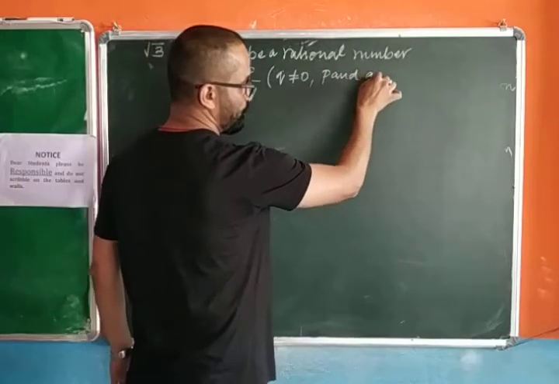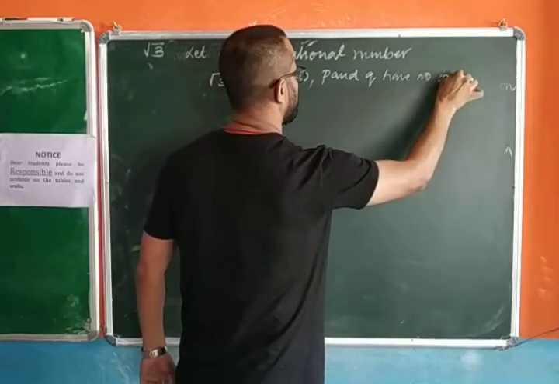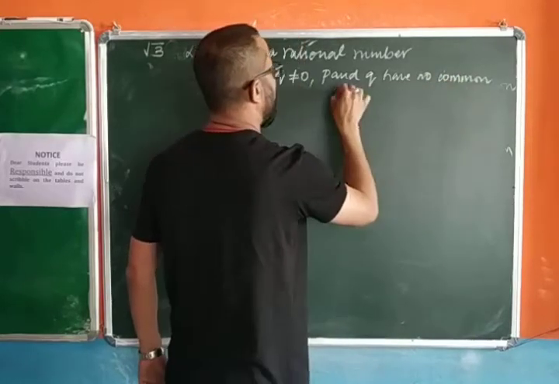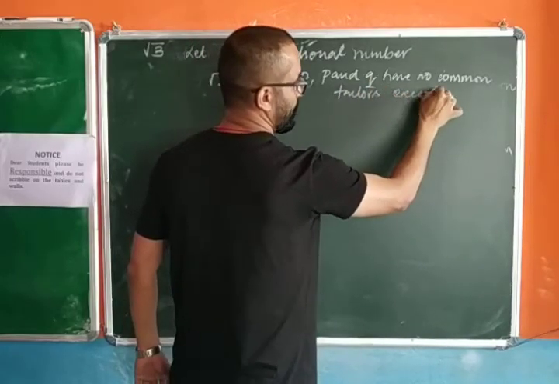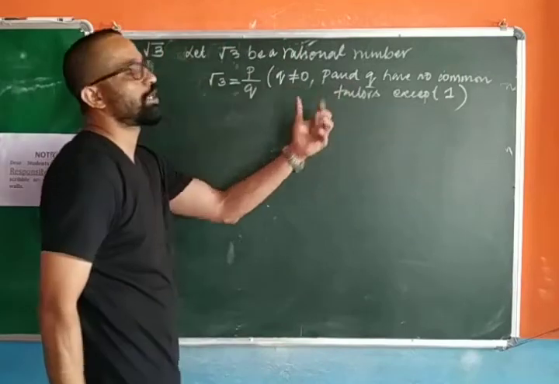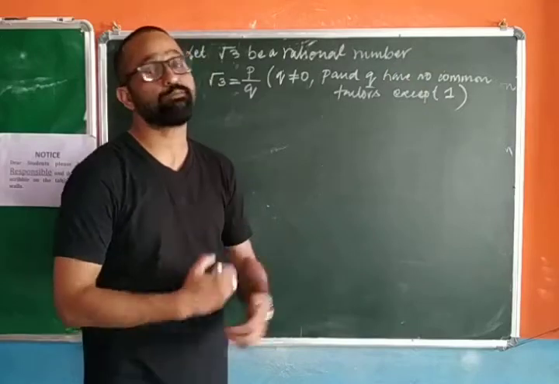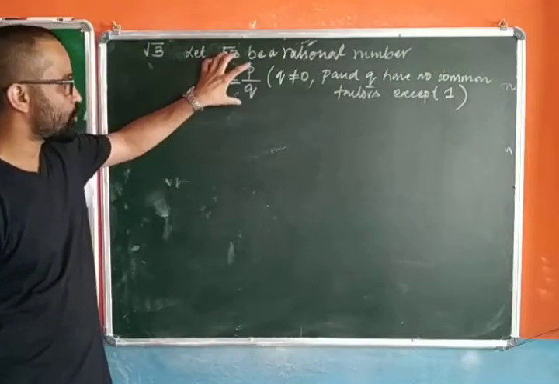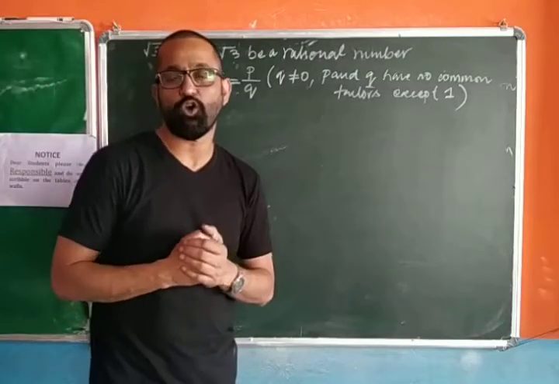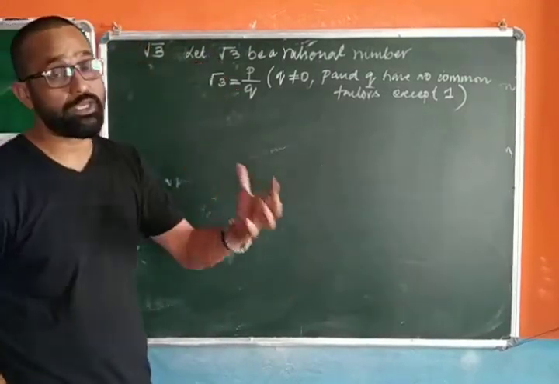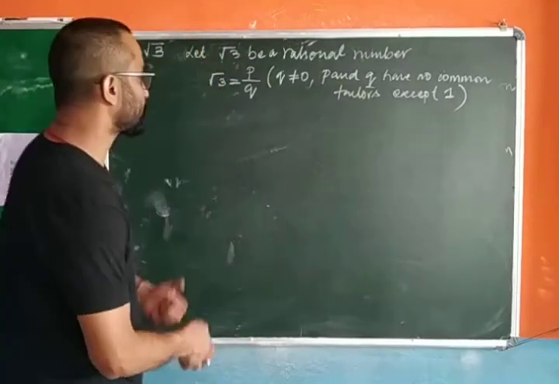P and q have no common factors except 1. This is a very important condition. P and q have no common factors except 1. So we need to solve it and get a common factor. If we get a common factor, root 3 cannot be considered as rational, so we prove it as irrational.